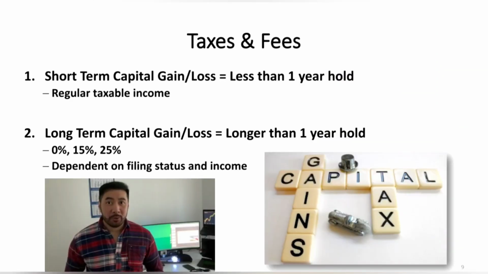Short-term capital gain or loss means that you did this within a 1-year time frame. So that Walmart stock you bought and sold within 1 calendar year, this counts as regular taxable income, depending on your income. But that is the percentage you'll pay on that capital gain.